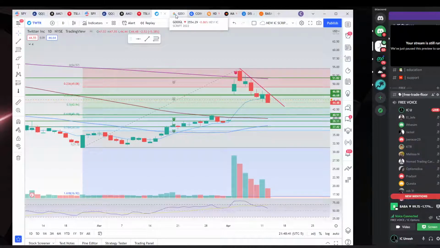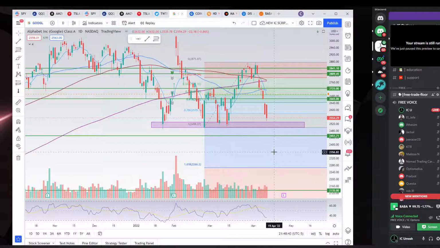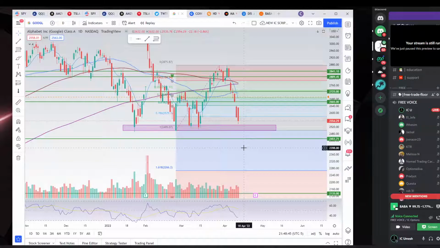The next one, I have my alert set on Google right here. Google has been bouncing around 2500 quite a few times. It was pretty weak today, which was very surprising compared to other ones. Even when we were getting a pop in the morning, it was pretty weak, and it was the first one to fall today. So definitely going to keep an eye on this one.